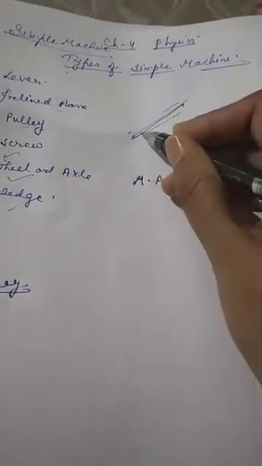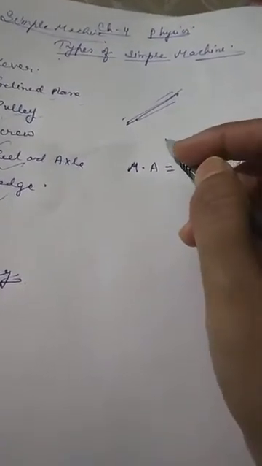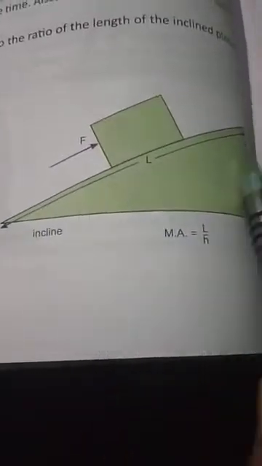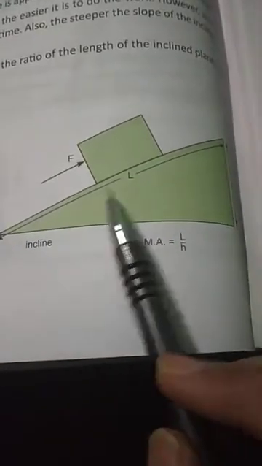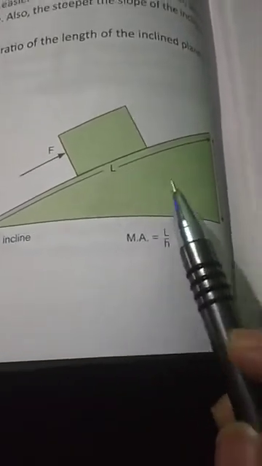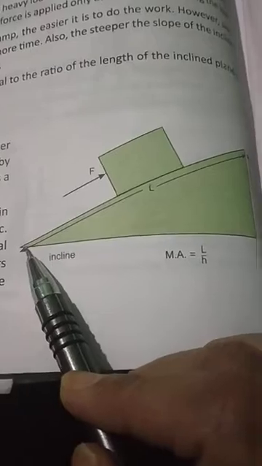The surface looks like this. It is a slanting surface which connects two points at different heights so that a heavier object can be moved up or down very easily. You will understand better by seeing this picture. Look at this picture. This type of figure is called an inclined plane. You can see this is a slanting surface connecting two points at different heights.